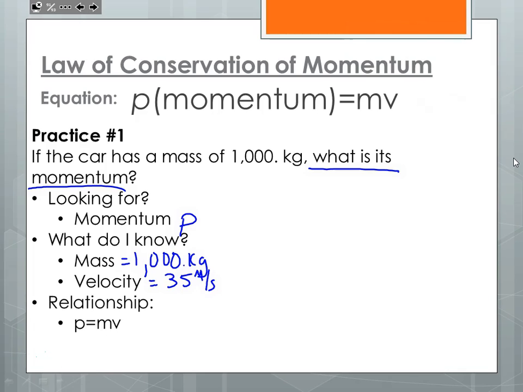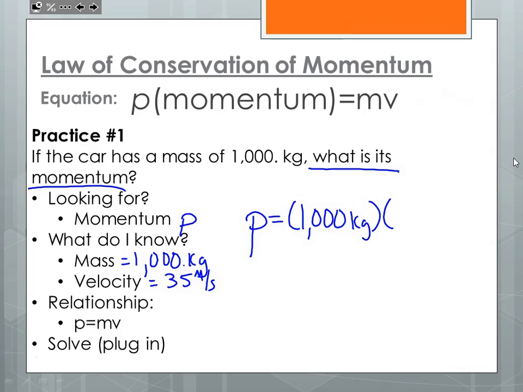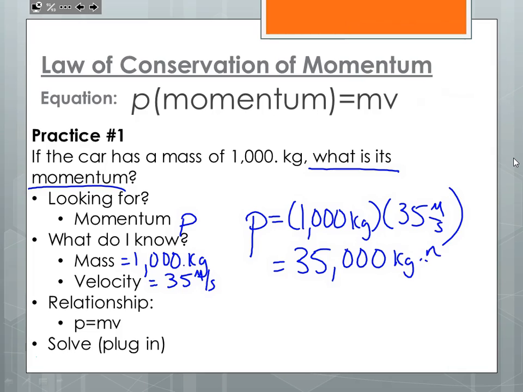The relationship they two have is P equals M times V. So we're now just going to plug in and solve for the momentum of the car. So I'm going to multiply 1,000 kilograms times 35 meters per second. If I multiply those together, I get 35,000 kilograms times meters per second.